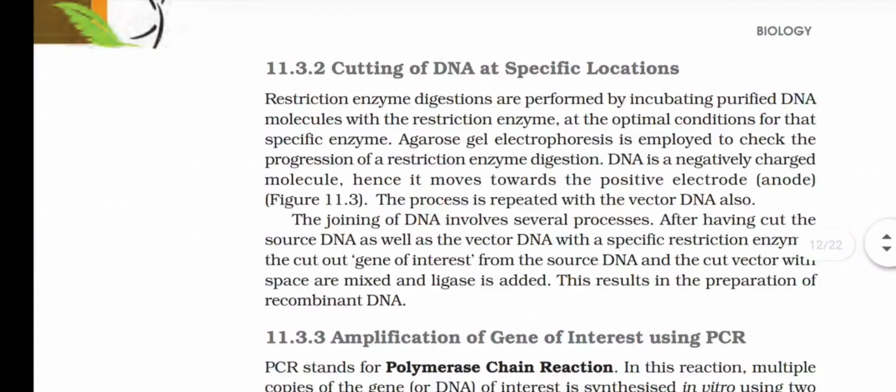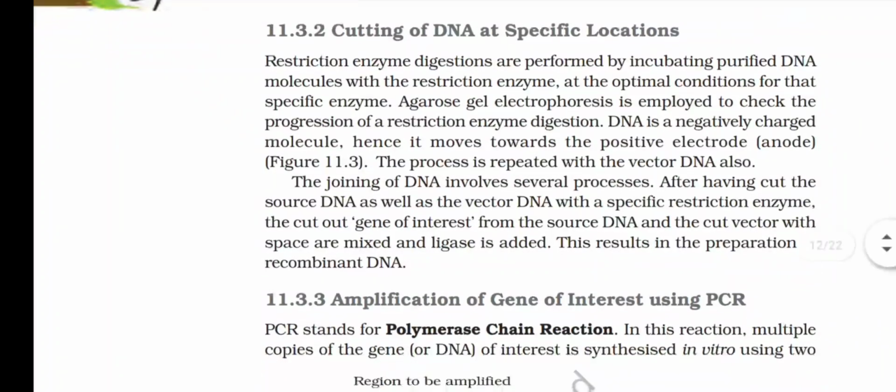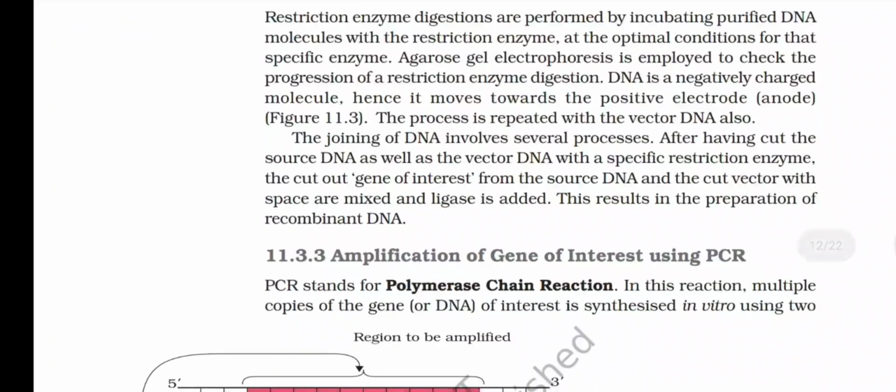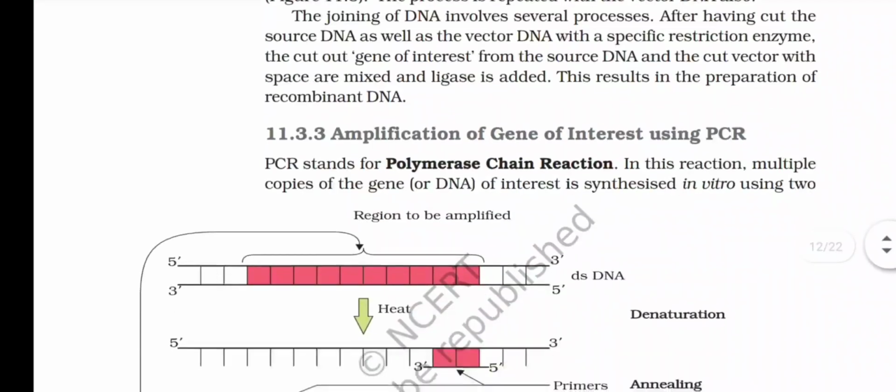Okay, so cutting of the DNA in specific locations. So it's basically in what pinpointed location we need, of what particular gene we need in the DNA. We're gonna separate it for the preparation of the recombinant DNA.